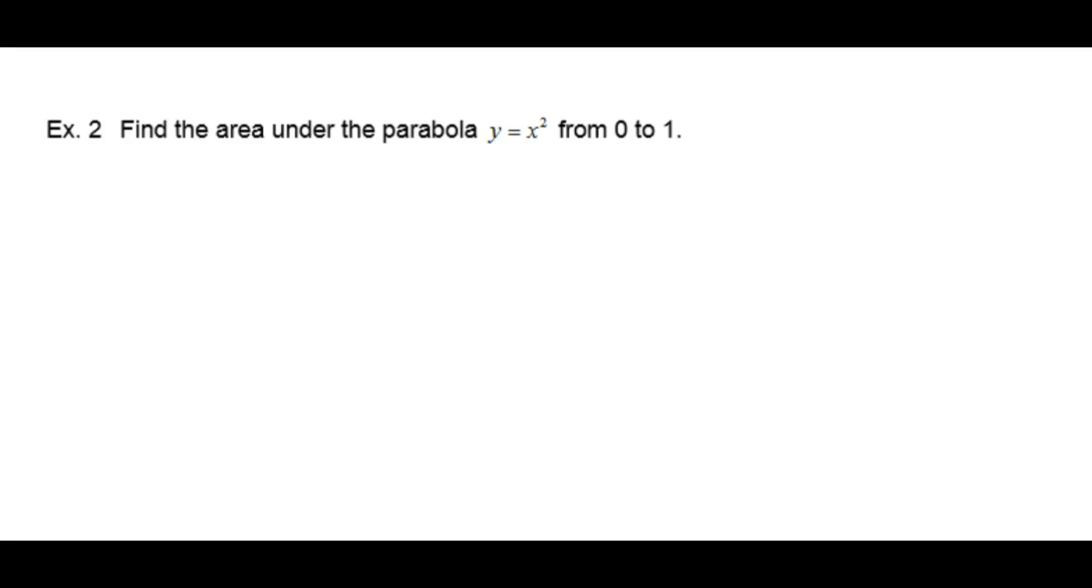Find the area under the parabola y equals x squared from 0 to 1. So what we need to first do is set up that integral. So that means I'm going from 0 to 1 of x squared dx. And then we go ahead and use the concept with that antiderivative that we just had. So the antiderivative of x squared is 1/3 x to the third. I'm going from 0 to 1.